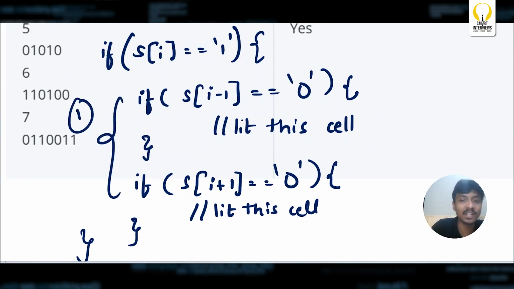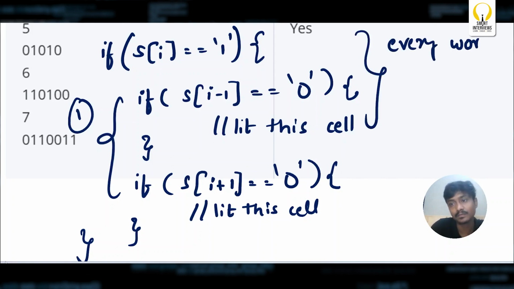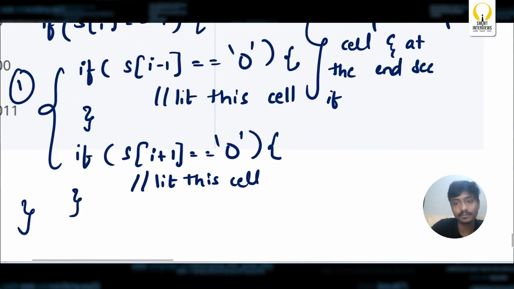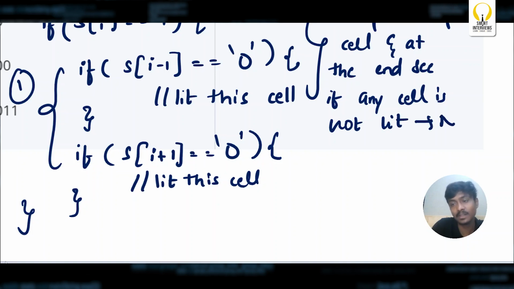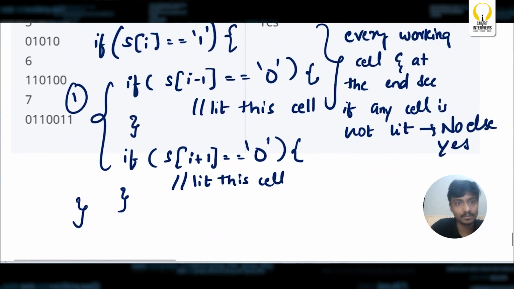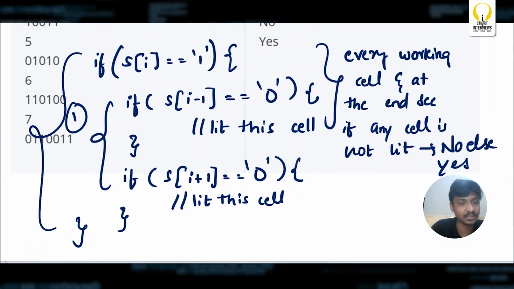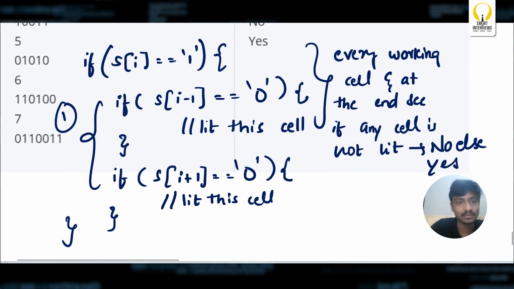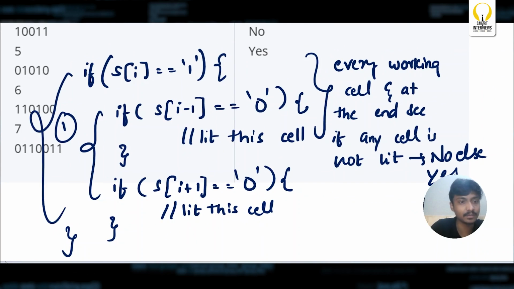So you will simulate this for every working cell. You should do this for every working cell. And at the end, see if any cell is not lit. If any cell is not lit, print no, else print yes. So if you try to just convert this into code before seeing the solution, before we live code, you could just try it out.